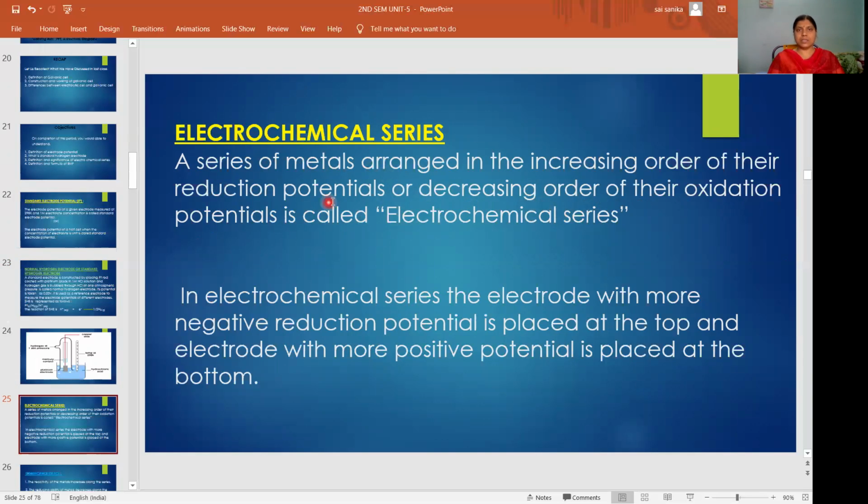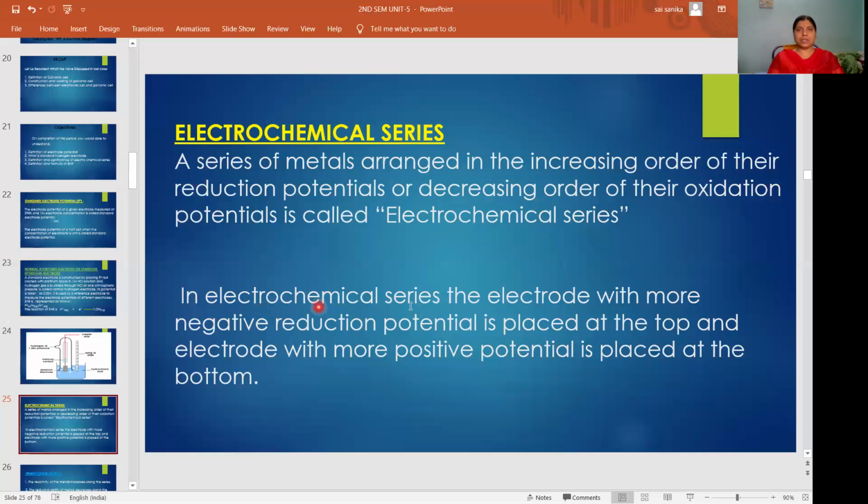Already I told what is reduction potential and what is oxidation potential. The capacity to gain electrons is called reduction potential. The capacity to lose electrons is called oxidation potential. So here we are arranging metals either in the increasing order of their reduction potentials or decreasing order of their oxidation potentials. That series is called the electrochemical series. A series of metals arranged in the increasing order of their reduction potentials or decreasing order of their oxidation potentials is called the electrochemical series.